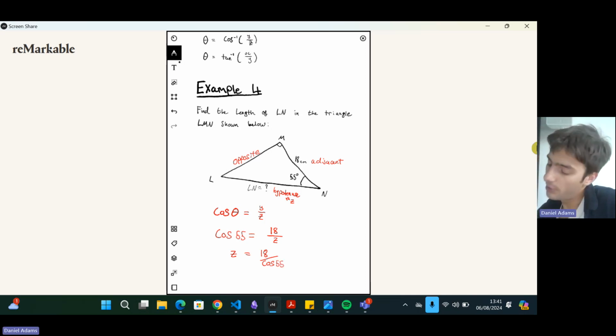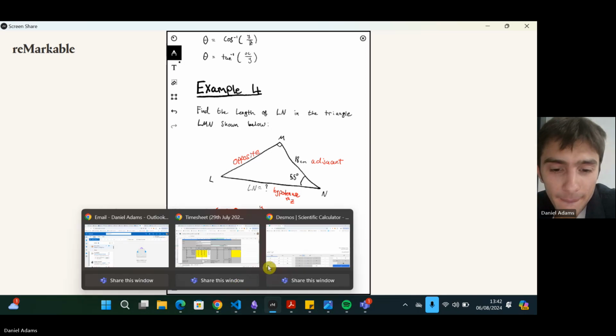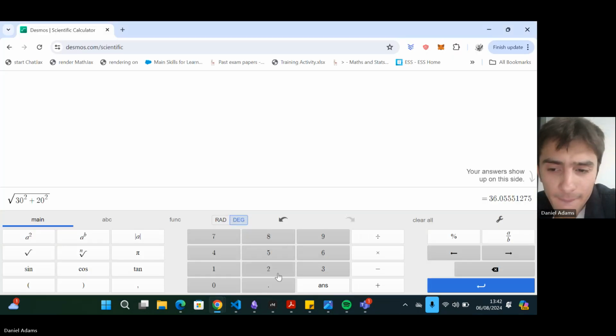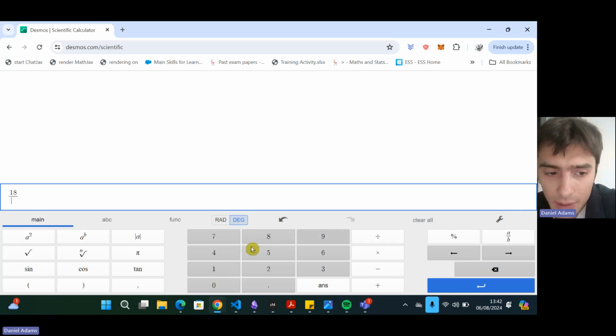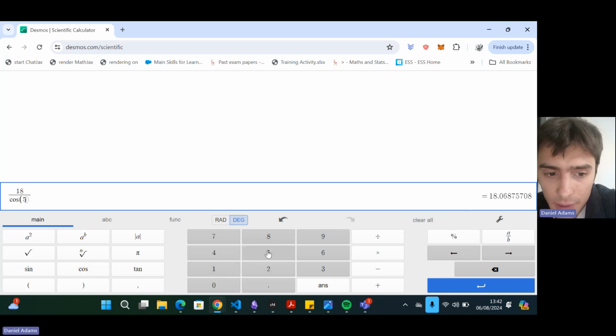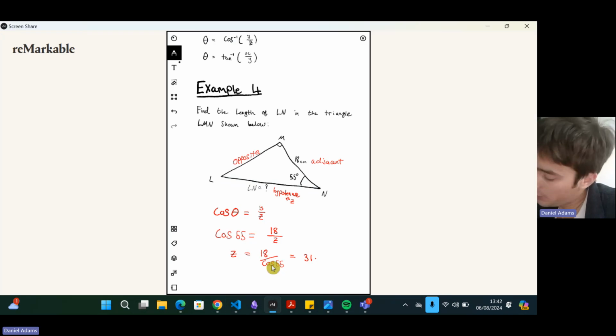Okay, and we can plug this in on a calculator. Okay, we have 18 divided by cos of 55, which apparently is 31.4. Let's round up. You get 31.4. And this would be in centimeters.